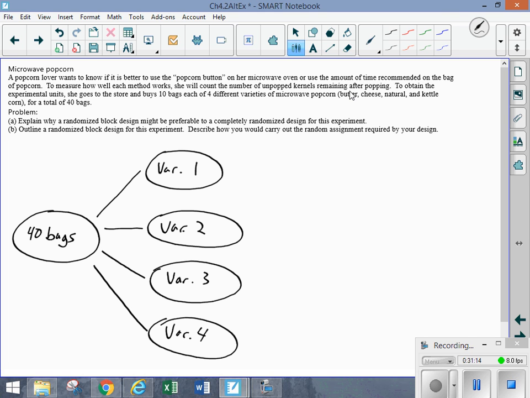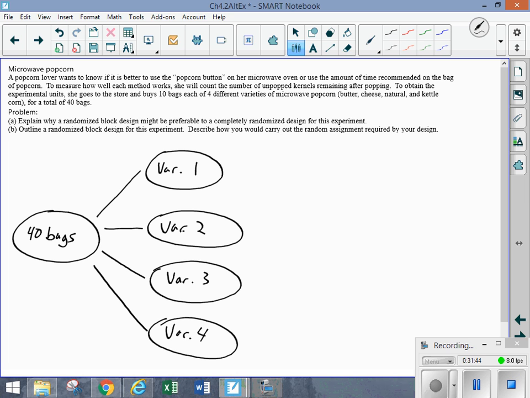Okay, I have to pause for a second. I was having a hard time identifying the factors. The 2 factors are popcorn button or recommended time. Those would also be described as our explanatory variable. I prefer to call them factors, because I don't want that to get confused with bivariate data, with your least squares regressions.